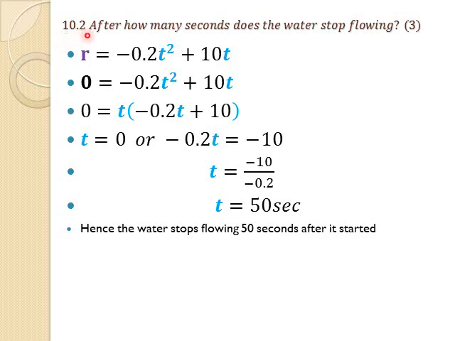Right, second question, after how many seconds does the water stop flowing? So we have R equals negative 0,2T squared plus 10T.